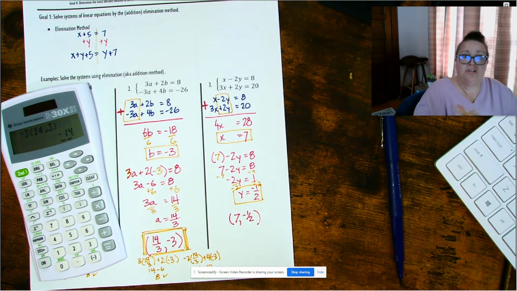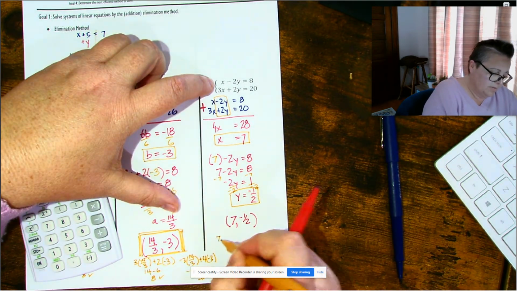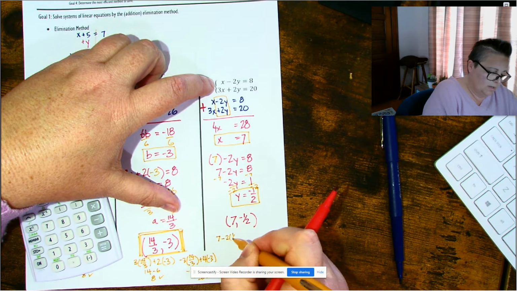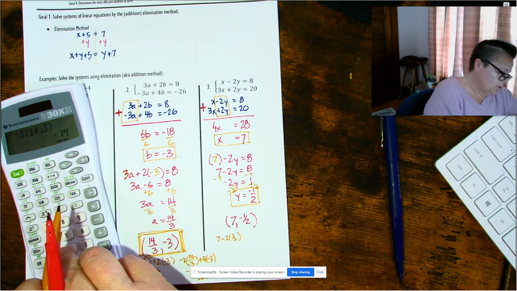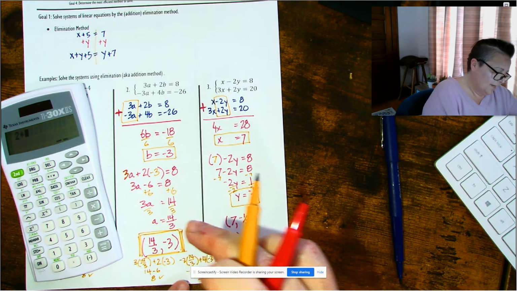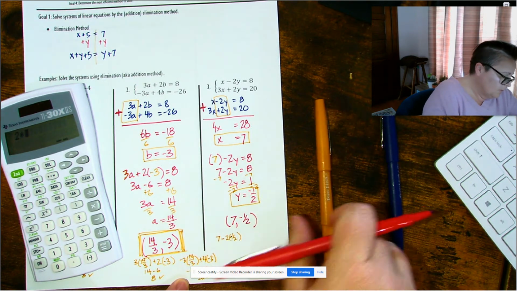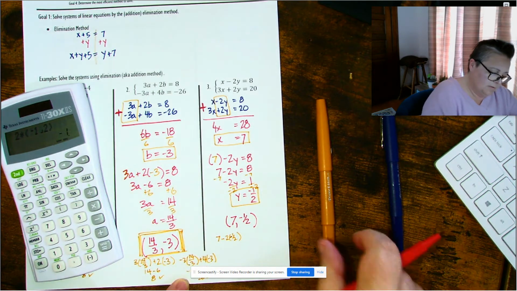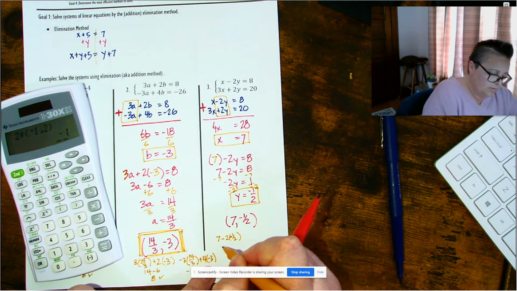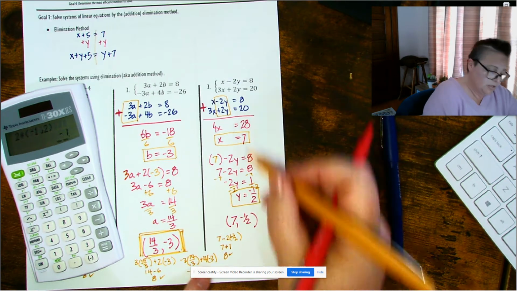Now, again, to check this, I can put the values into each equation. This would be 7 minus 2 times 1/2. If you're unsure, go ahead and use your calculator. 2 times, is that a negative 1/2? Yeah, it was. Okay, I knew I was forgetting something. So 2 times negative 1/2 is indeed a negative 1. So this would be 7 minus a negative 1, which is 8. And that checks with this equation.